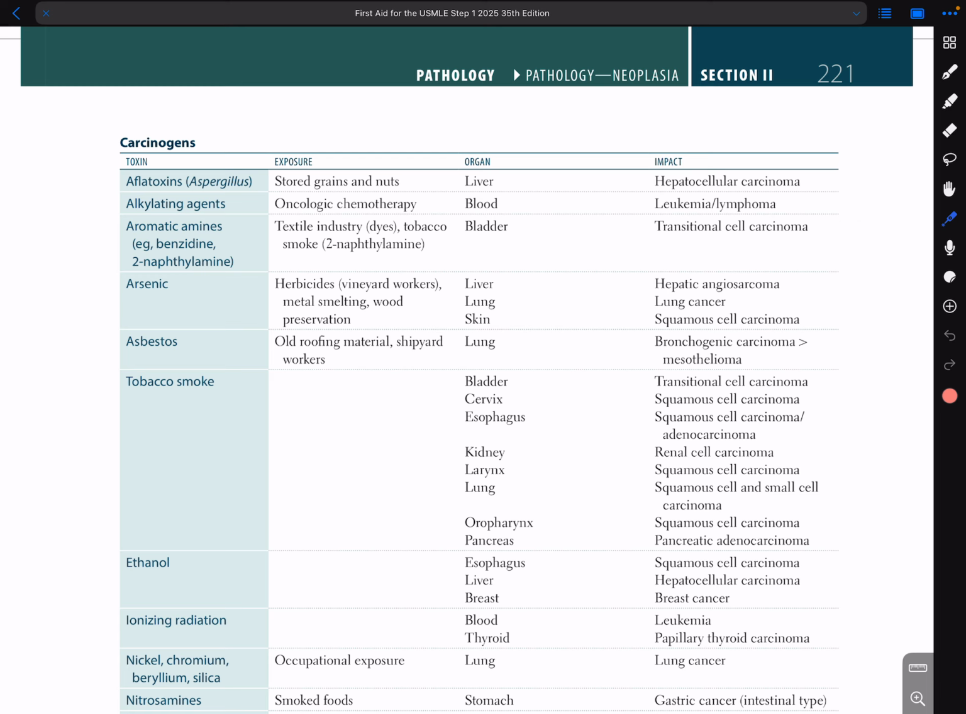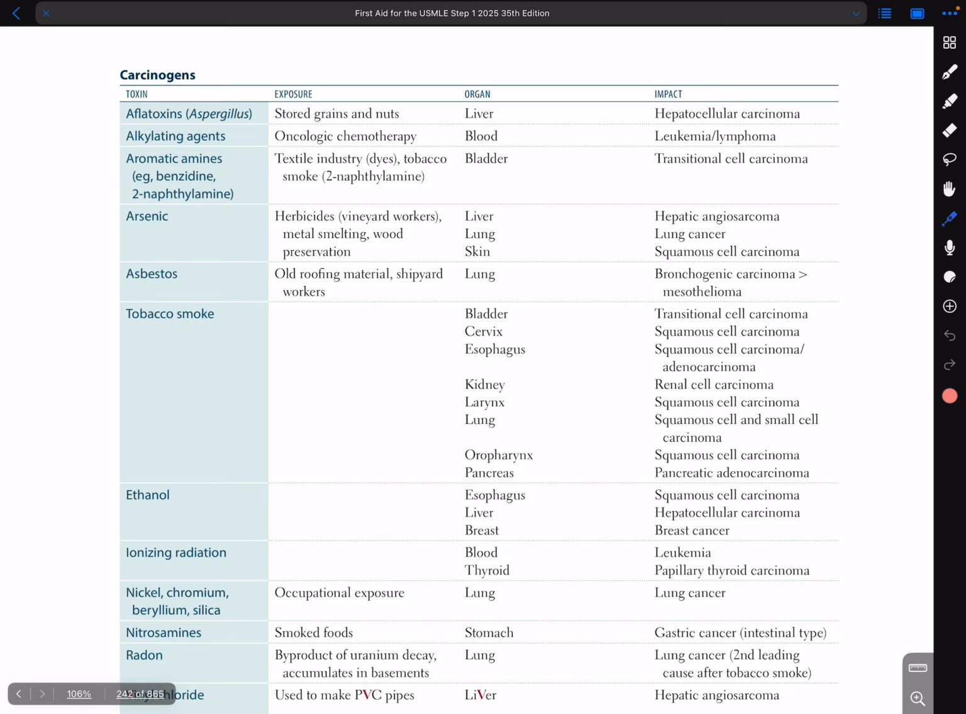Next carcinogen is arsenic. Exposure is to herbicides, vineyard workers, metal smelting, and wood preservation. It causes hepatic angiosarcoma in the liver, lung cancer, and squamous cell carcinoma of the skin.